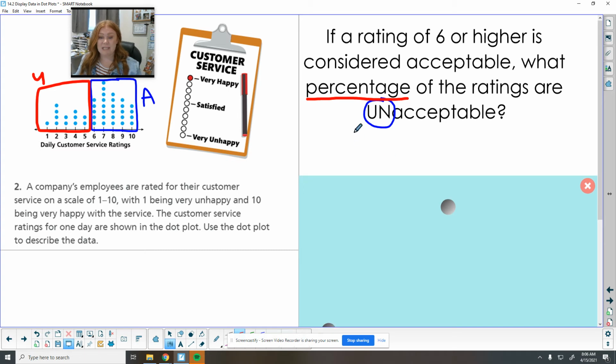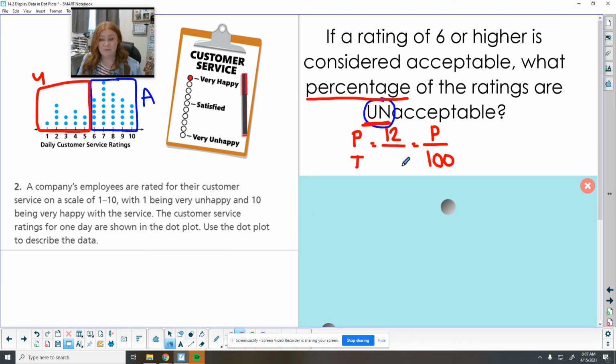So our percentage, we put our part over the total. And remember, percentages are always out of 100. So we are looking for this percent out of 100. So now we need to get our pieces and our total from our chart here. So we're looking for the unacceptable ones. So we want to count how many are unacceptable. So go ahead and do that. So I see 4 plus 1 is 5, 6, 7, 8, 9, 10, 11, 12. So 12 of these are unacceptable.